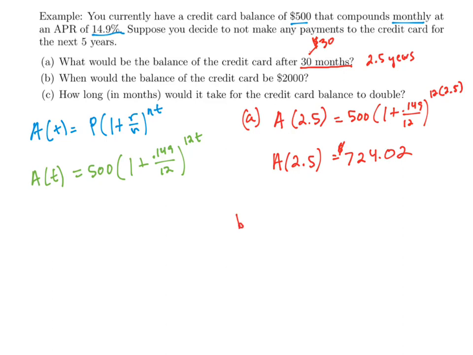For part B here, it says, when would the balance of the credit card be $2,000? So we set the function equal to 2,000. What we need to do here is solve for t. So we're going to isolate the exponential portion here. So we're going to divide both sides by 500. 2,000 divided by 500 comes out to 4.